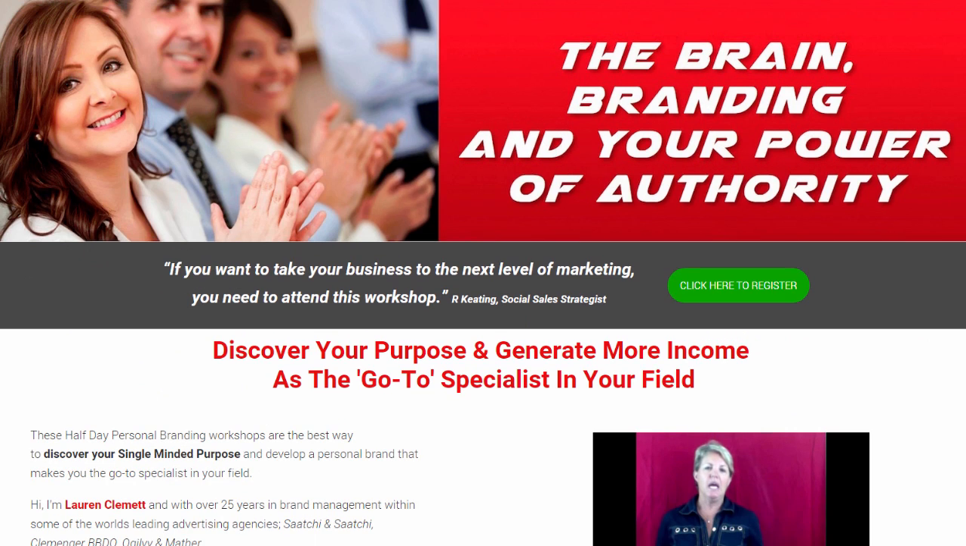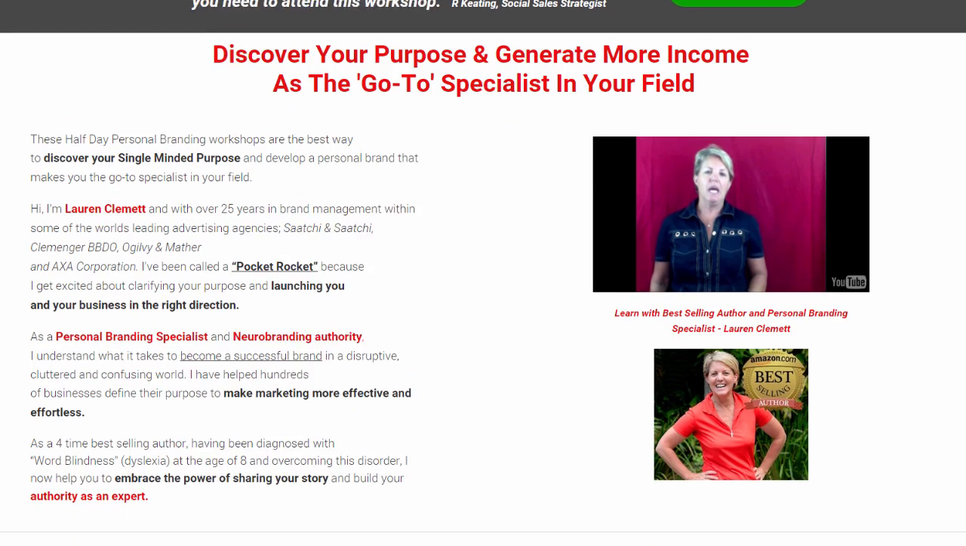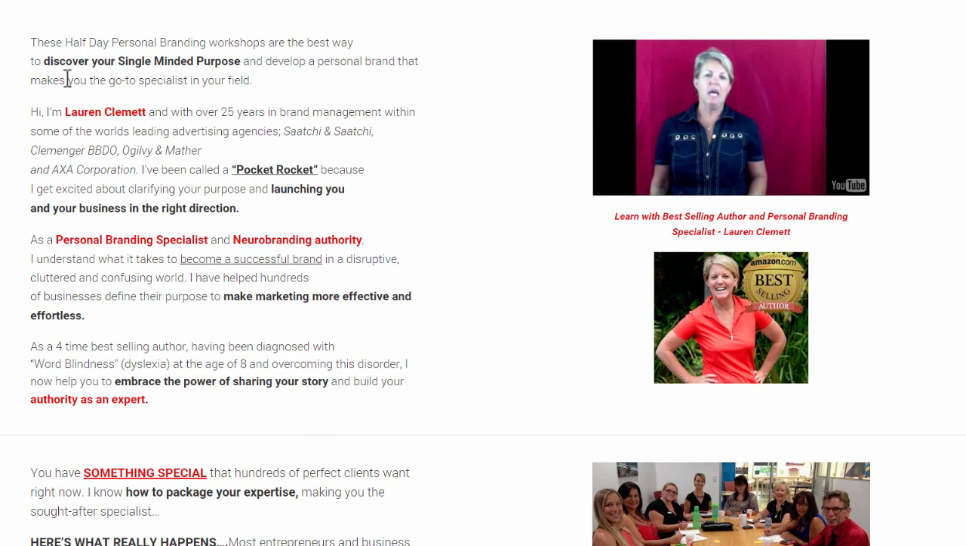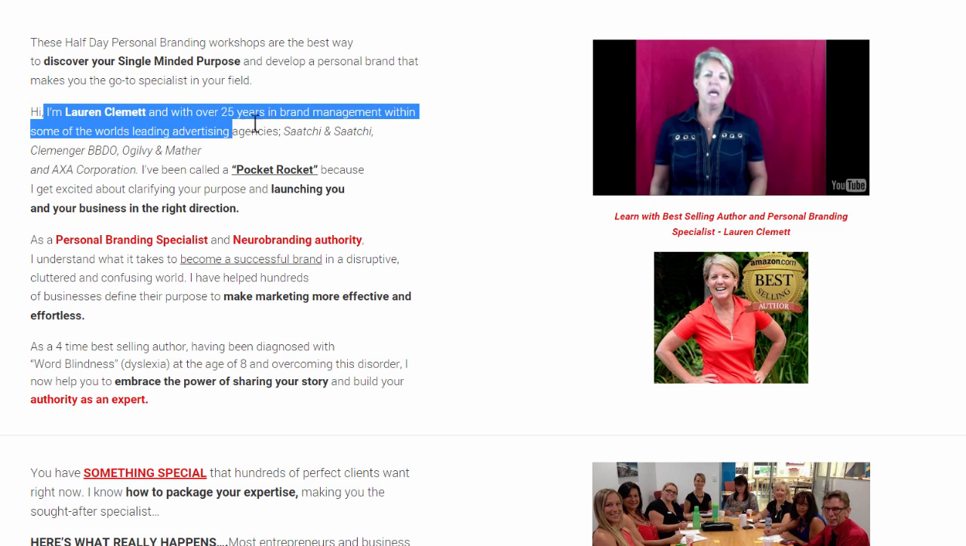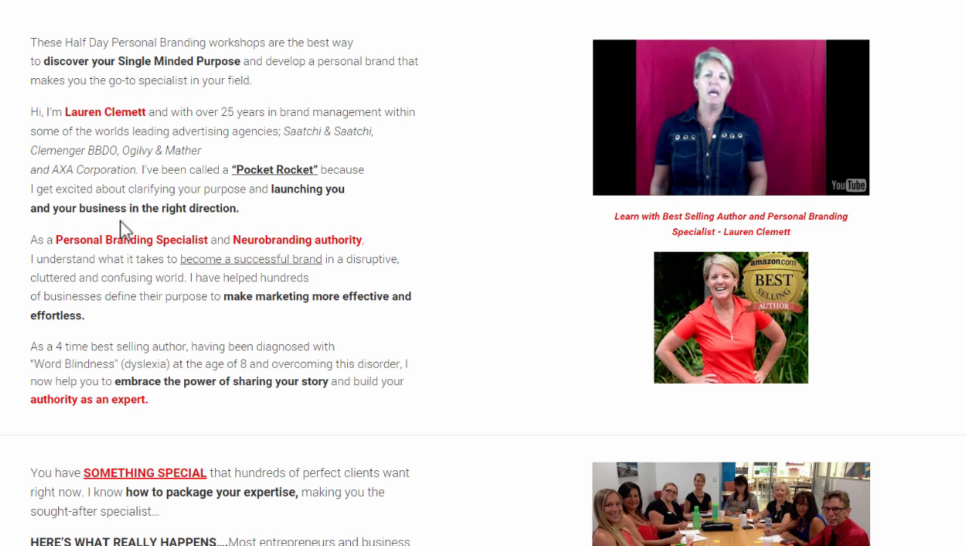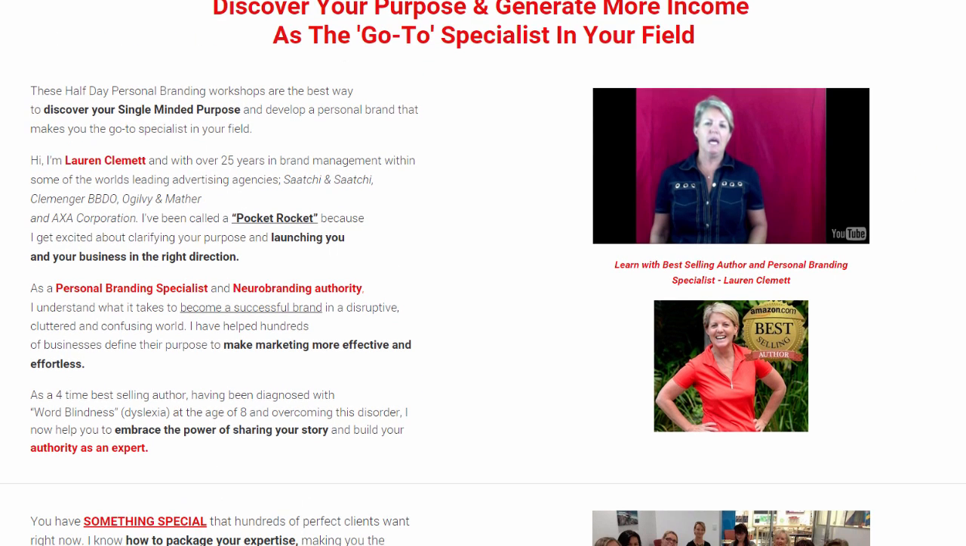Then we have a section here. So, okay, we've talked about the problematic headlines here. First of all, there should be one, no competition, and the headline should be more specific, and do a better job of explaining a benefit. Then we have a whole section here which says something about half-day workshops, but then it says, I'm Lauren Clement, 25 years of something. I worked here and there. I'm a specialist in this and the other. I'm a best-selling author. And we basically have an entire screen full of information that is just about the author.